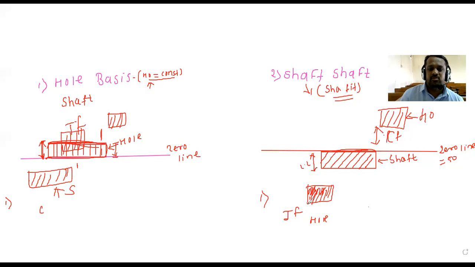Okay, so this is the interference fit, and suppose in between, it lies here, here or here, it is the transition fit. Okay, see, in this way we can show the hole basis system and shaft basis system in the graphical representation. Okay, so understood?